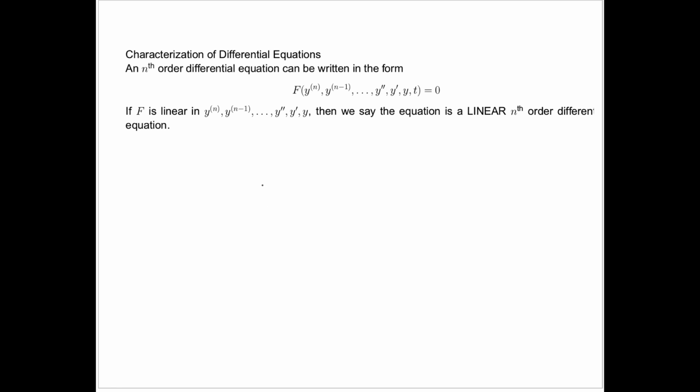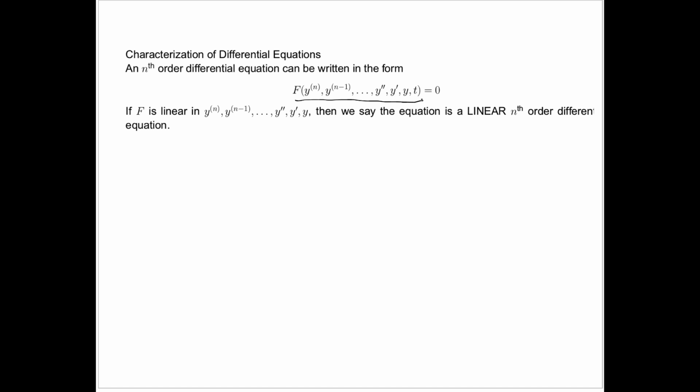We're going to talk about characterizing different differential equations. We've already said that an nth order differential equation is just an equation that involves formulas, one formula equal to another formula, where those formulas just involve some variable. Here we're going to be using t for our variable, and some function y, and its derivatives up to the nth derivative of y.